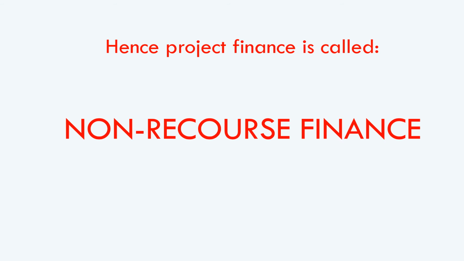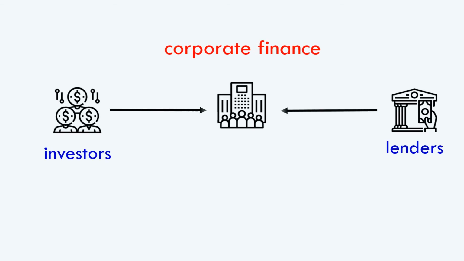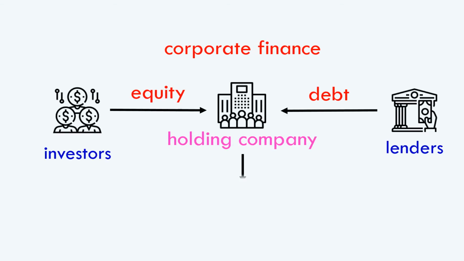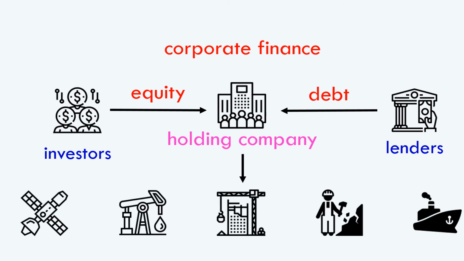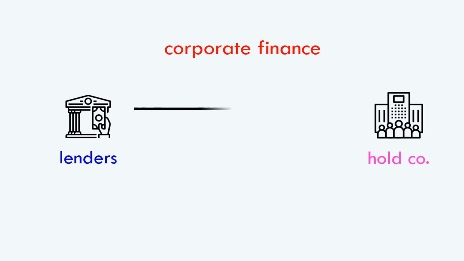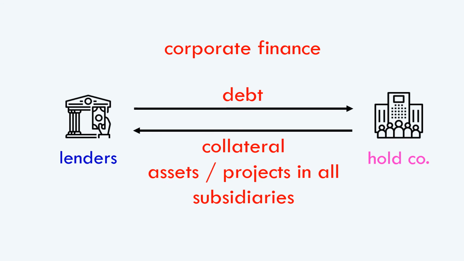So, how is this different from corporate finance? Well, in corporate finance, investors and lenders inject capital into a holding company, which then initiates multiple different projects. These different projects serve as a collateral for the debt. In case there is a problem with debt repayments or interest payments, the lenders can go after all the assets of the holding company and recover the debt through sale of those assets that the holding company owns.